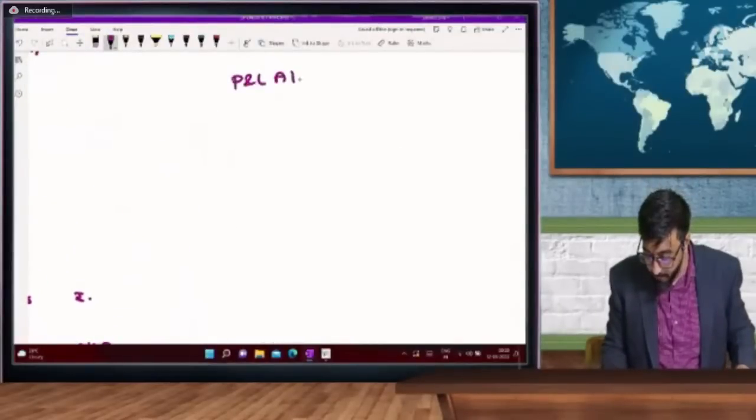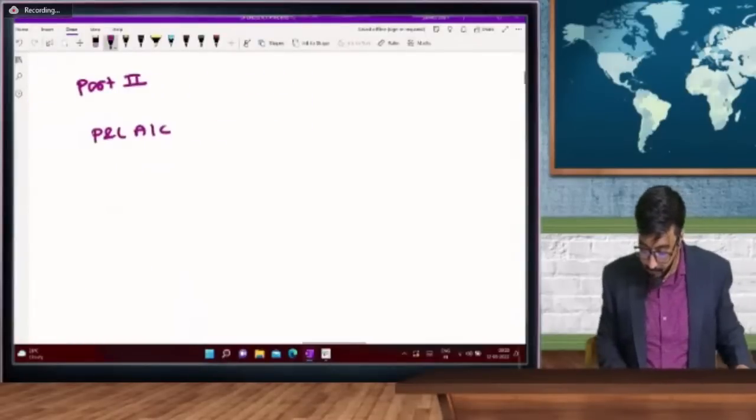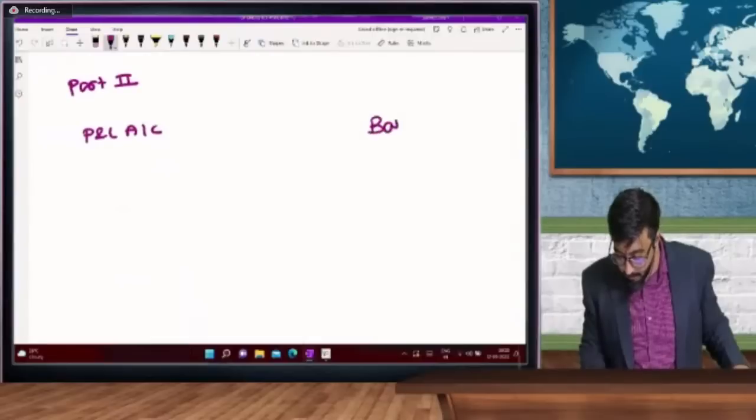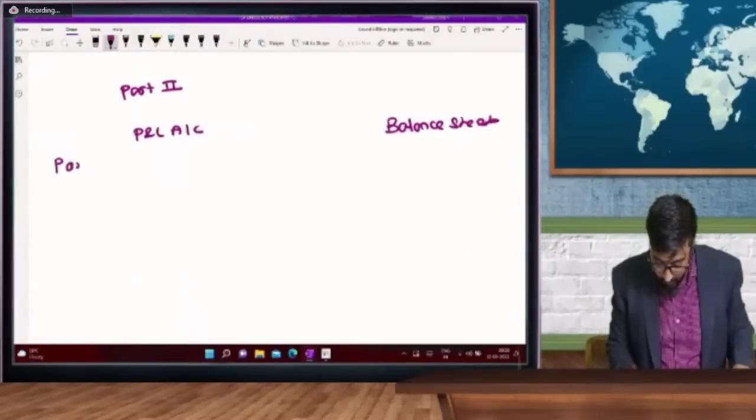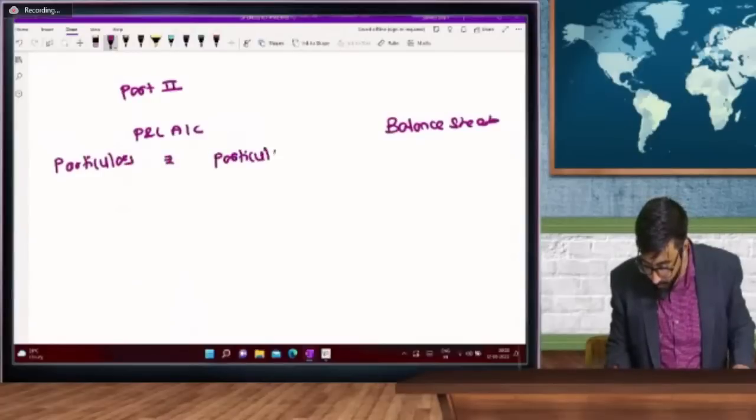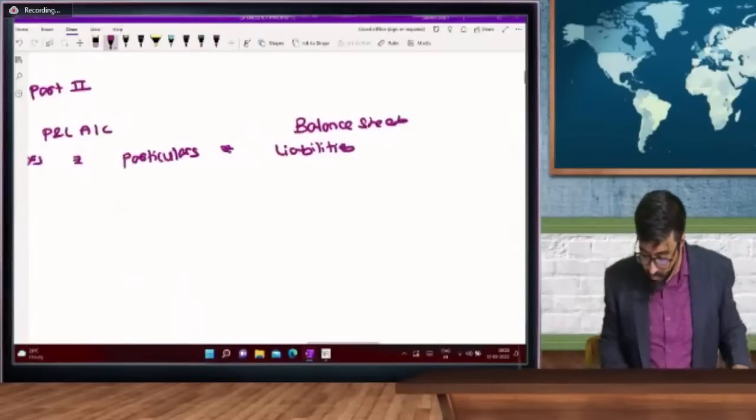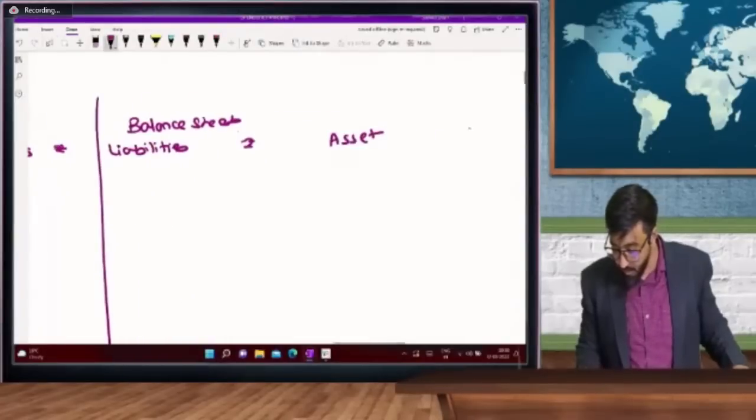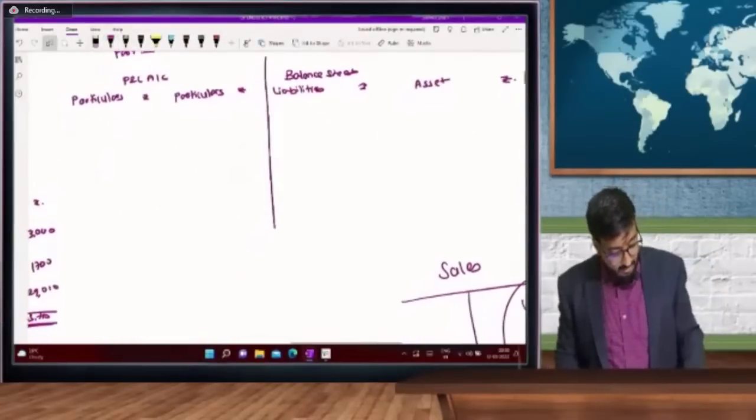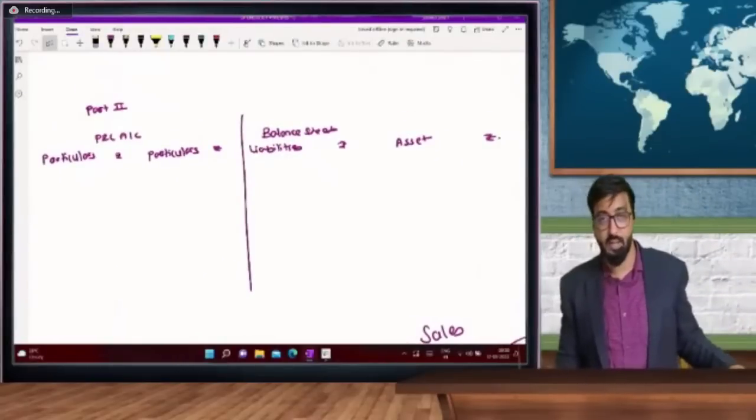Yes. Now the P&L account. Now Part 2 we will start. Part 2: P&L account and balance sheet. Write down: Particulars, rupees; Particulars, rupees; Liabilities, rupees; Assets, rupees. P&L 7 lines, and balance sheet 10-15 lines. Draw.